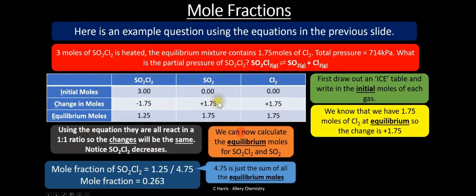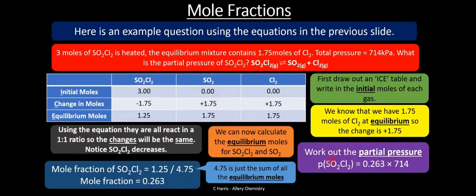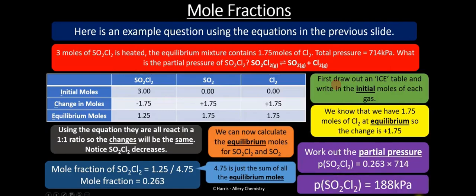So now that we have the equilibrium moles, the mole fraction of this gas that we're looking for here is 1.25 out of a total of 4.75. So if you add these 3, you would get 4.75, which is just the sum of all the equilibrium moles. And so the mole fraction of this gas is 0.263. Now we have to use the other equation that we looked at. So let's work out our partial pressure here, which is equal to the mole fraction times the total pressure. So this is how you would calculate using mole fraction. It's important for you to be able to do that. So it becomes 188 kilopascals as before.